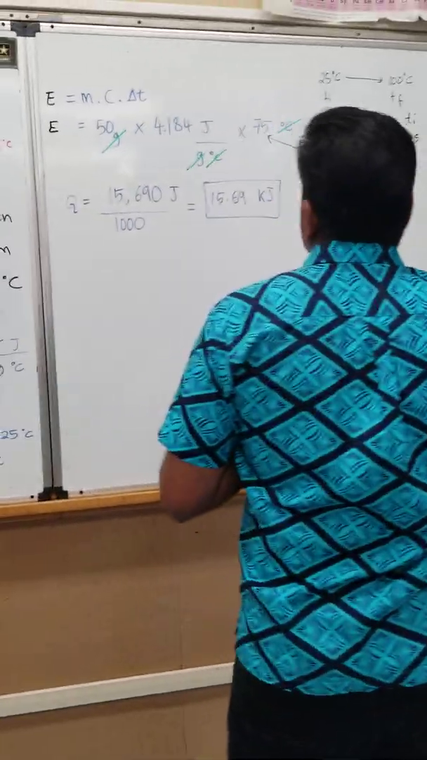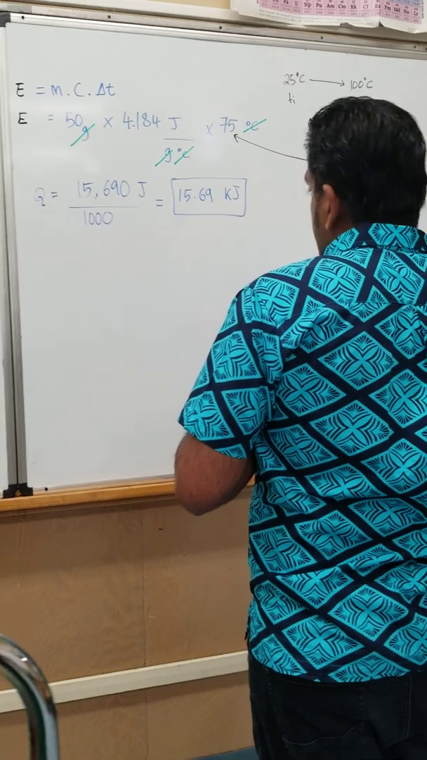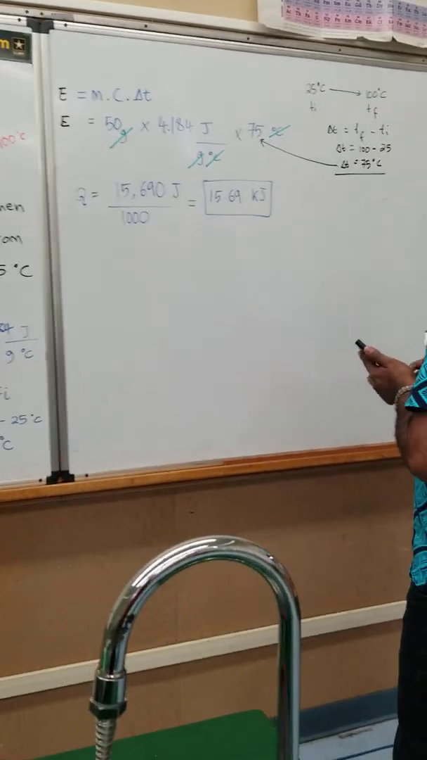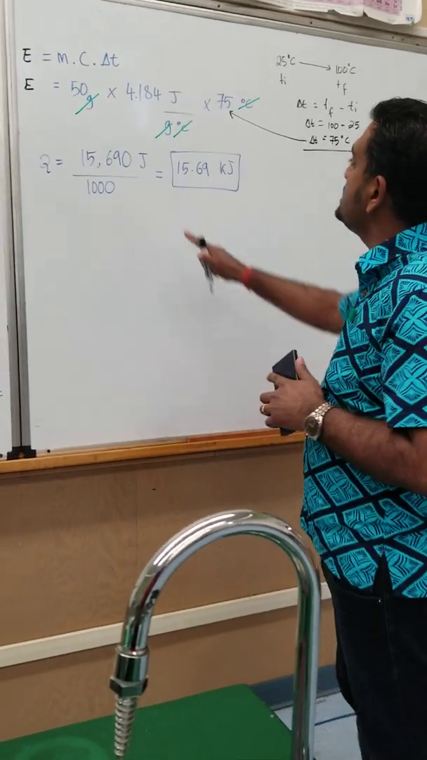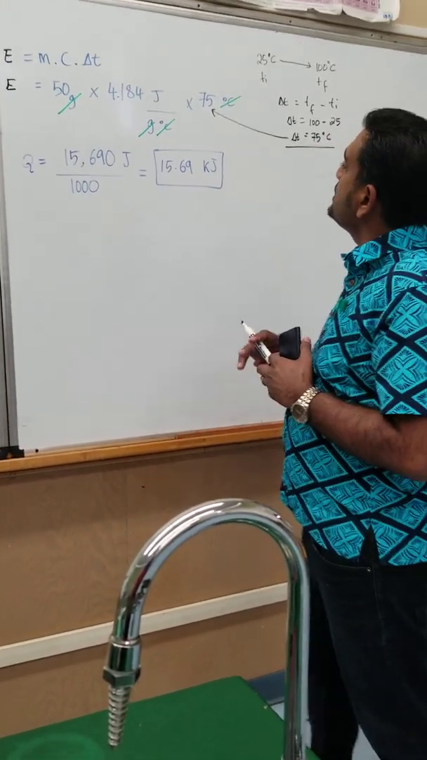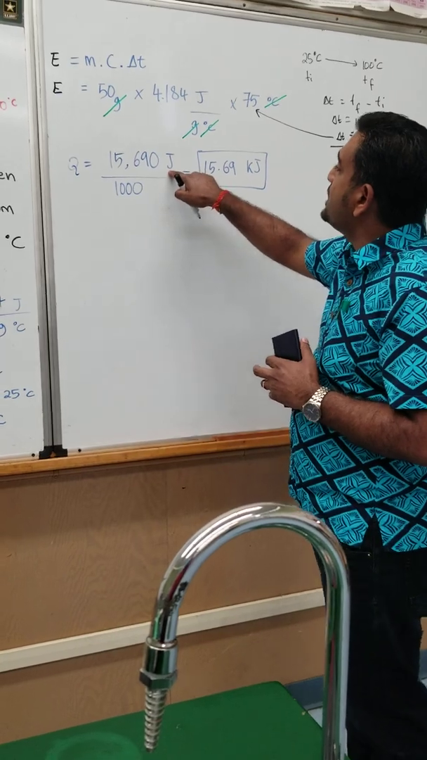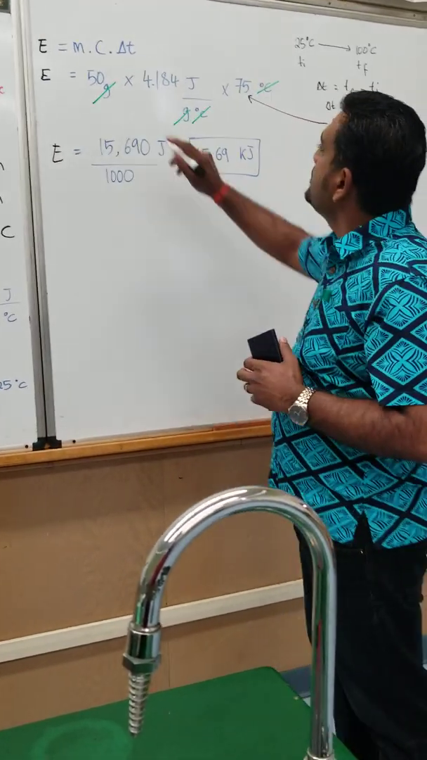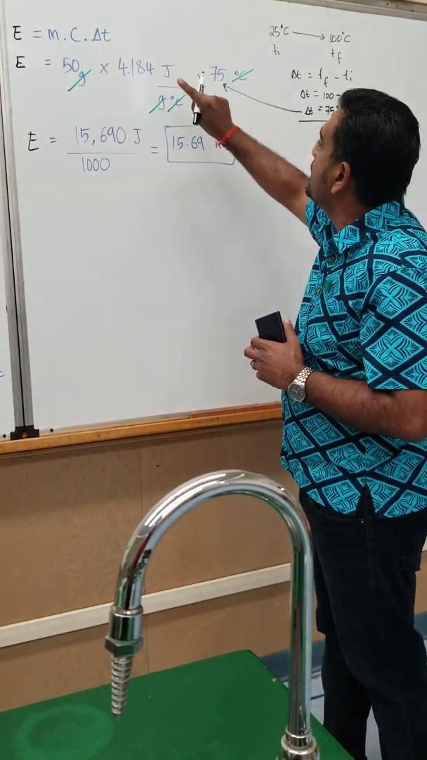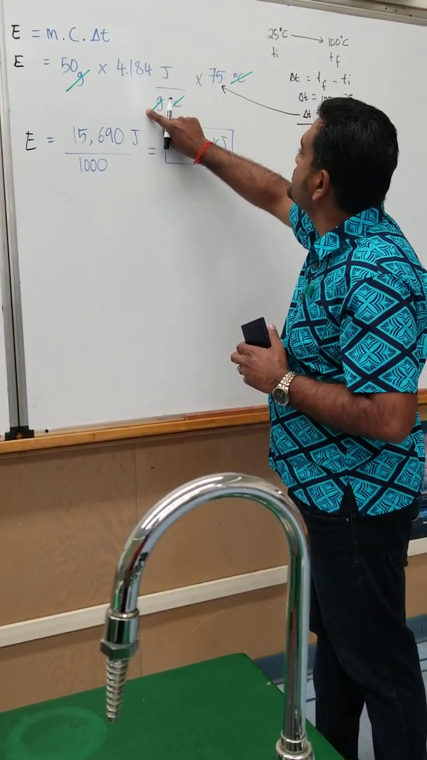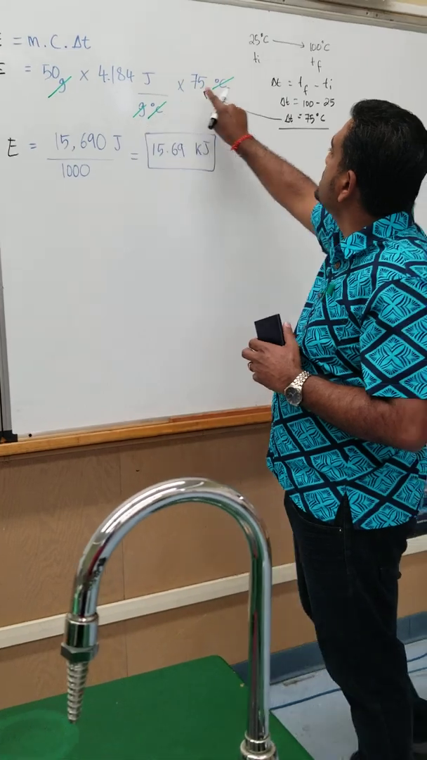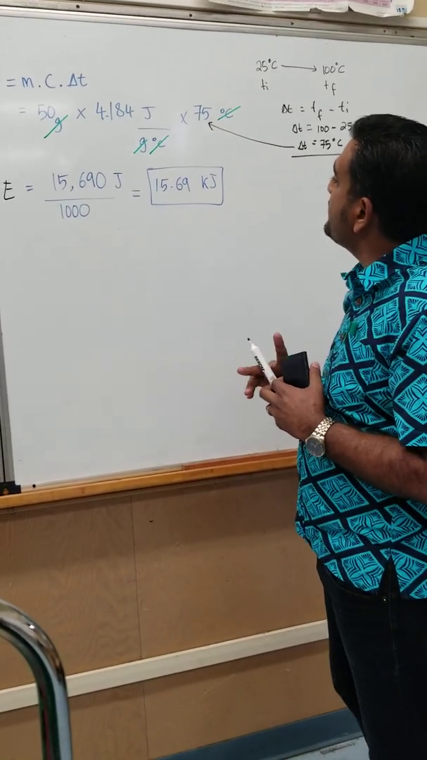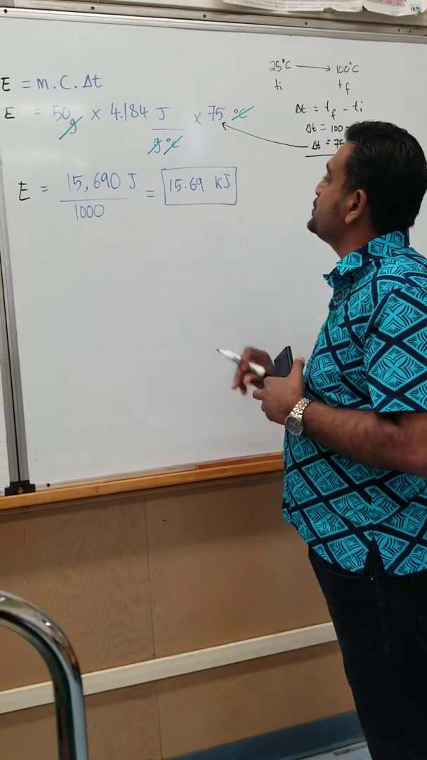that is 50 times 4.184 times 75. We get 15,690 joules. So this is how I came up to this final answer with a joule. Energy is in joules because grams on the top got cancelled with the grams at the bottom of this unit, and then degrees Celsius on the top cancels out the degrees Celsius at the bottom here. So the final unit that we end up with is joules.